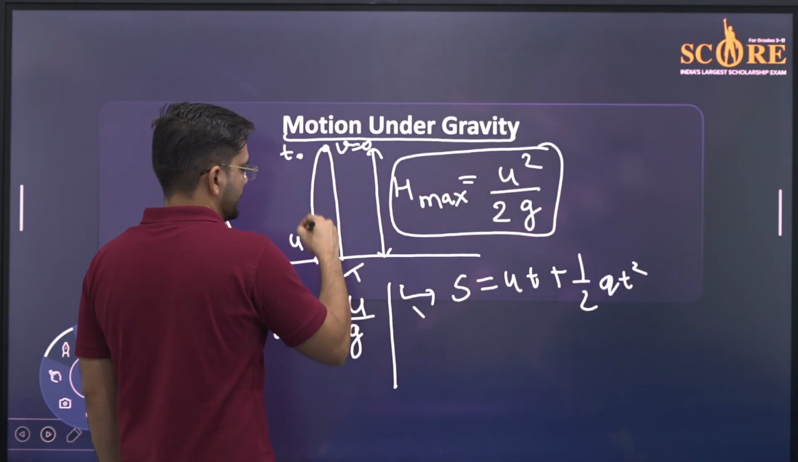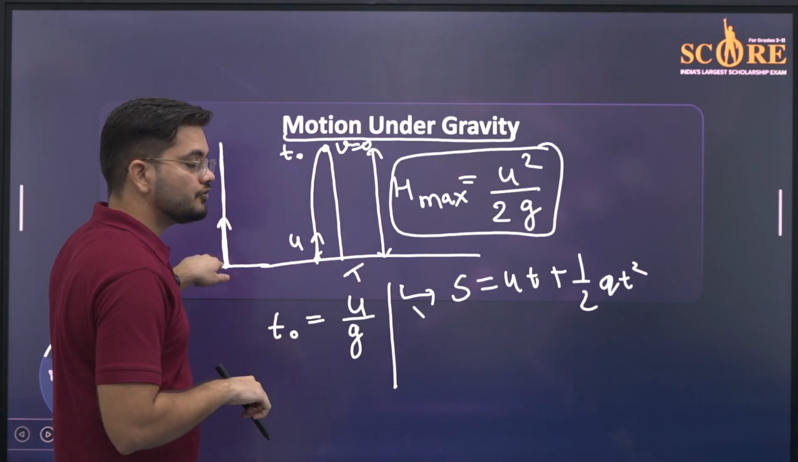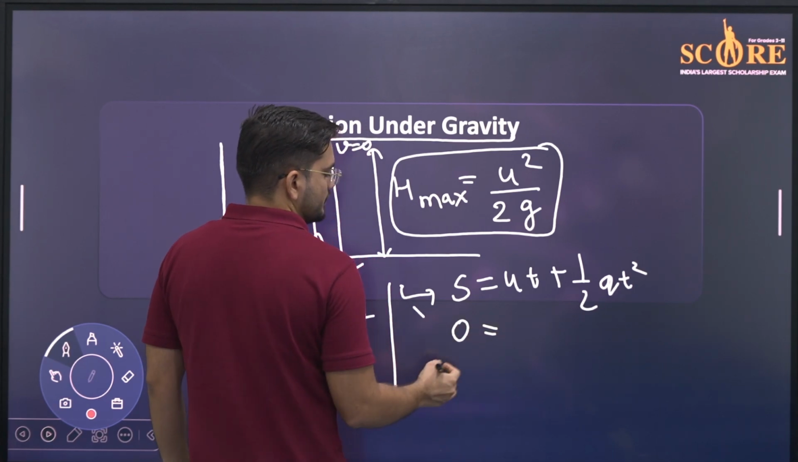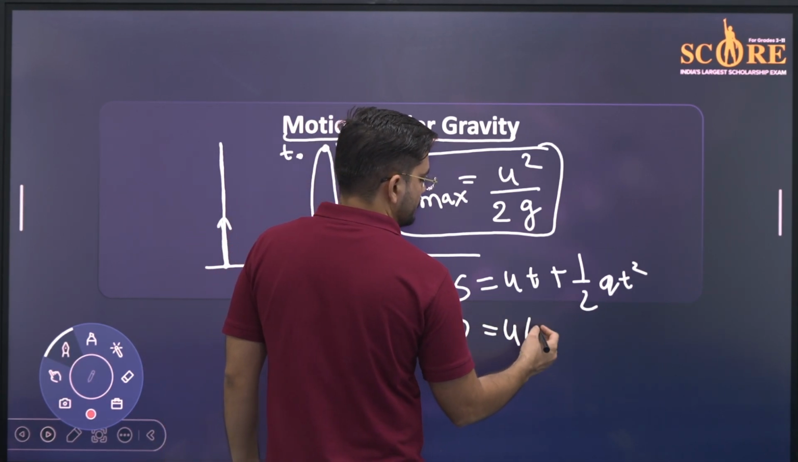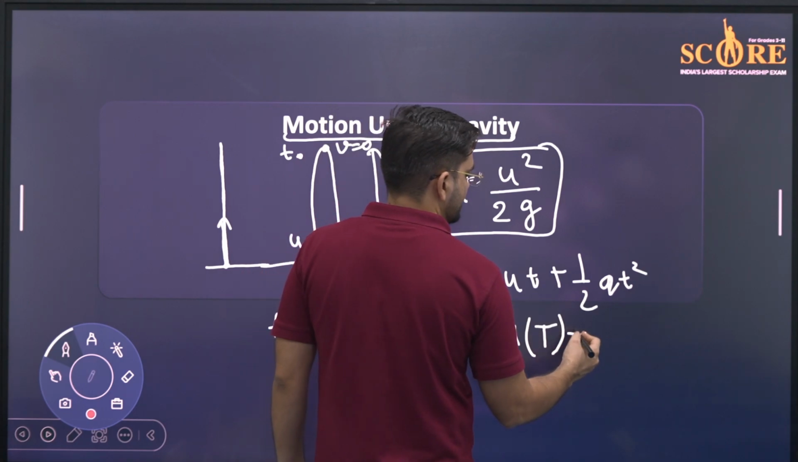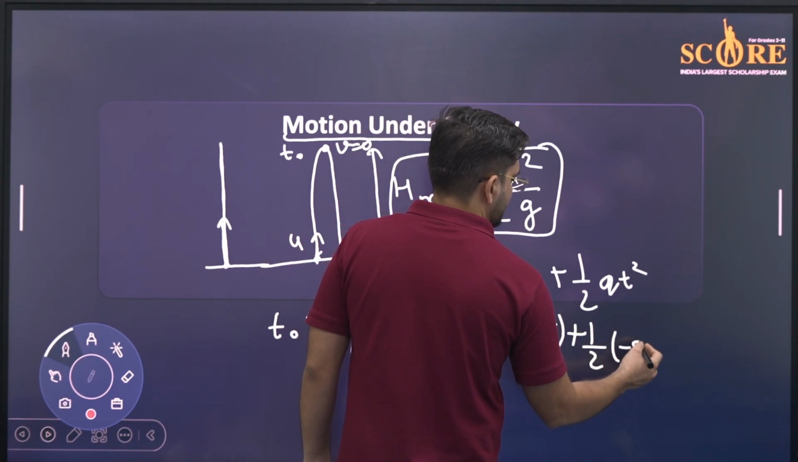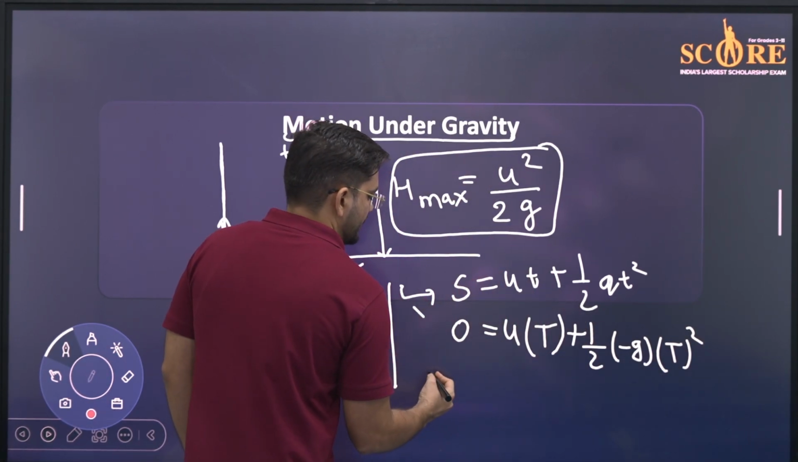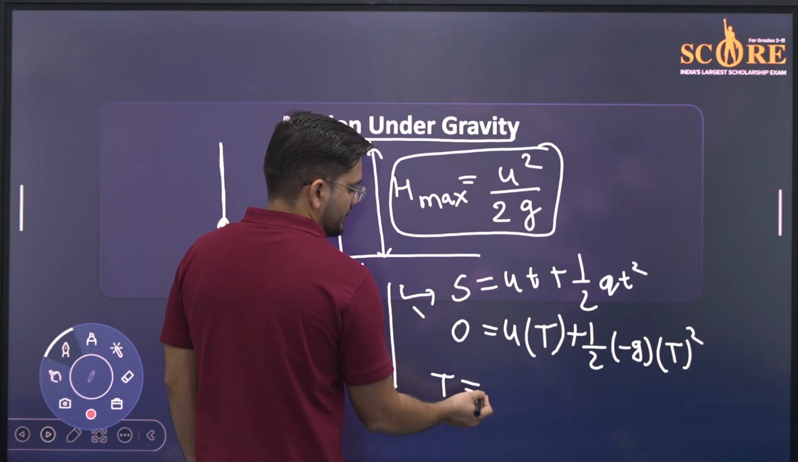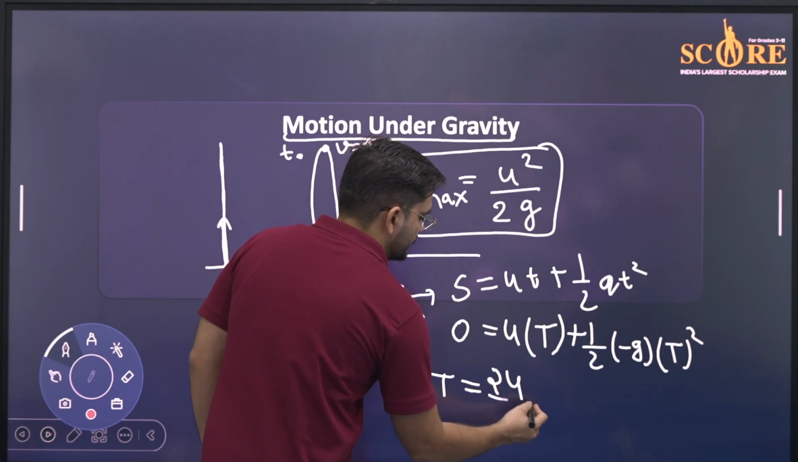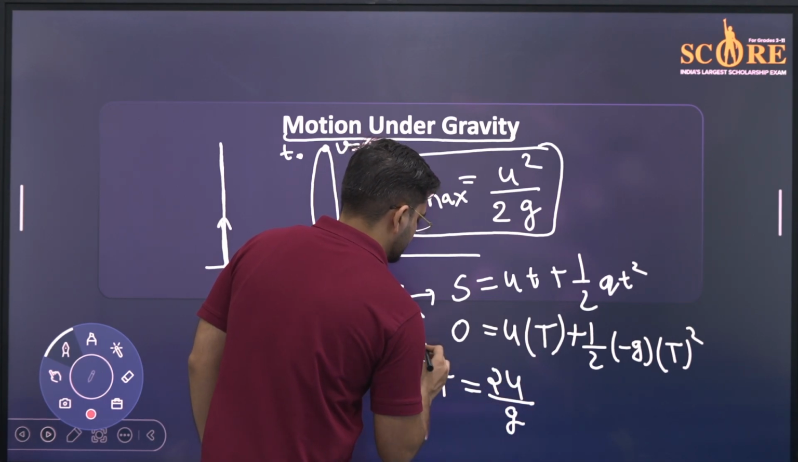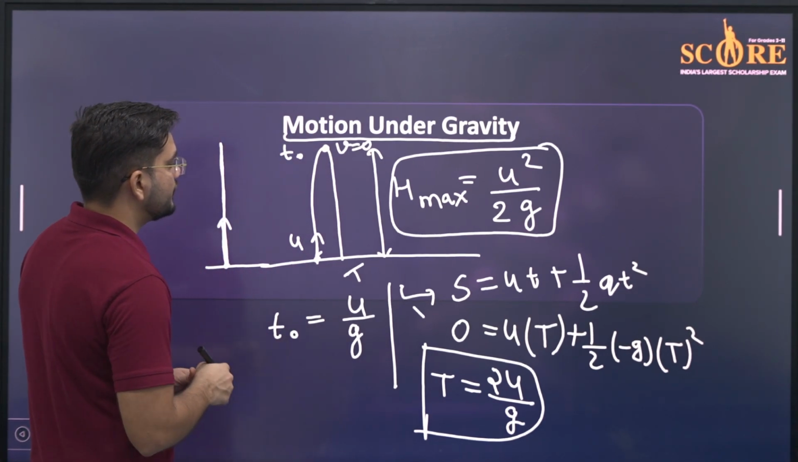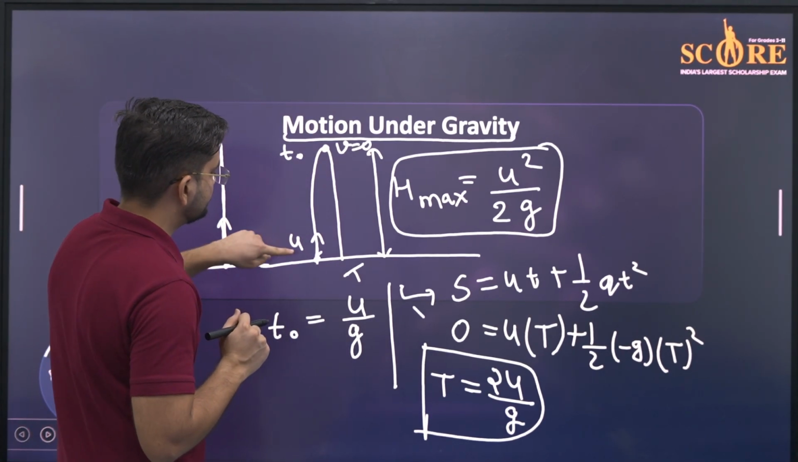During the whole journey, the particle returns to its initial position, so the displacement will be 0. Initial velocity is u, time is capital T, plus half a, which is minus g, and capital T square. By solving this, we can achieve T is equal to 2u by g. Clear? Now here, one important point to note.